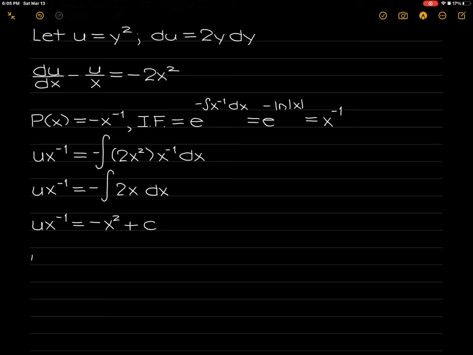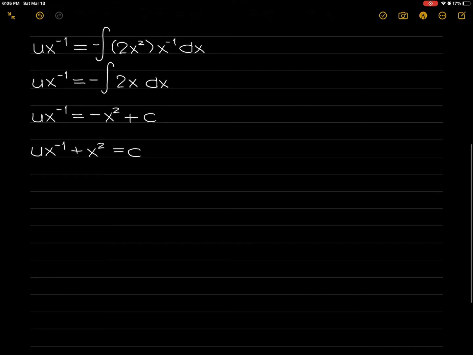We will now isolate the constant of integration on the right-hand side of the equation, which will give us u times x raised to the negative 1 plus x squared equals c. We will bring back the value for u, which is y squared, which will give us y squared times x raised to the negative 1 plus x squared equals c.